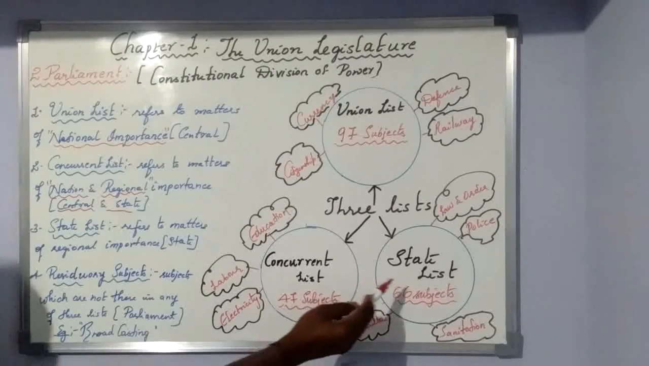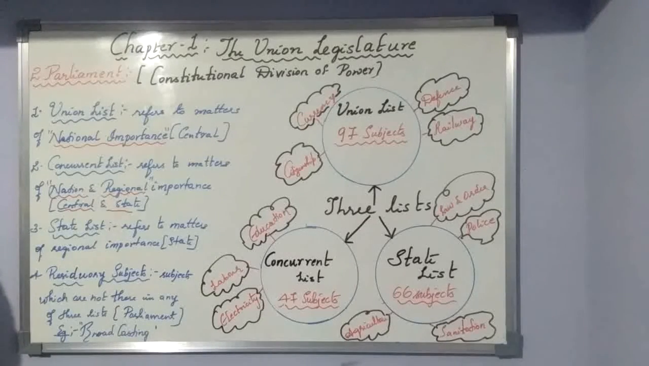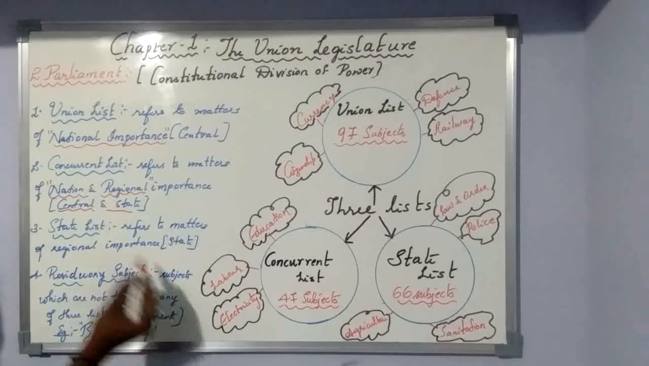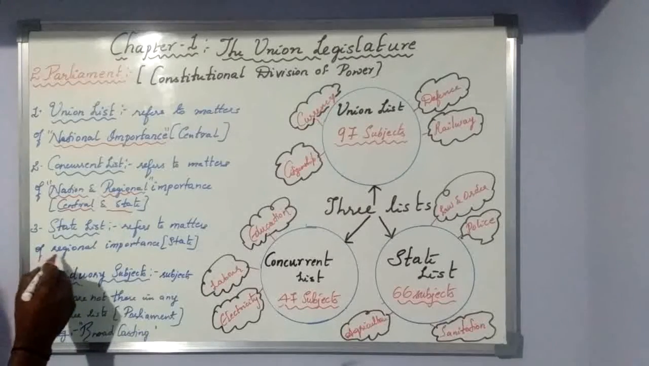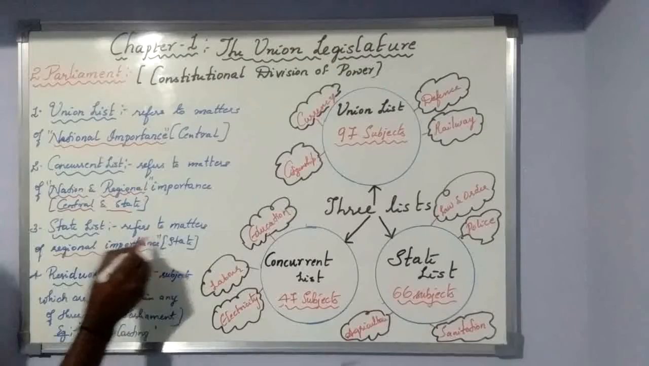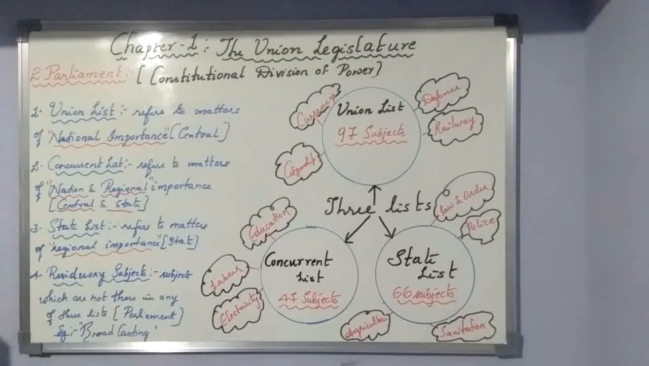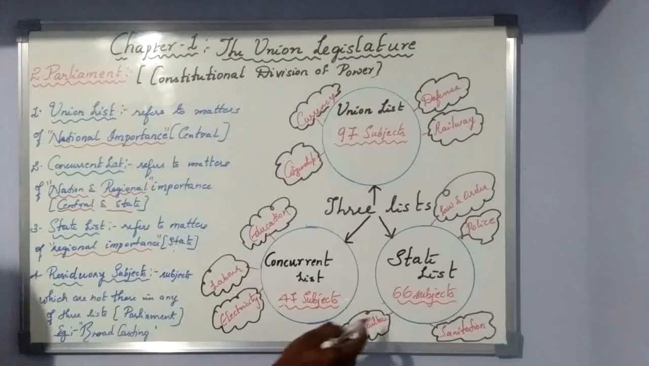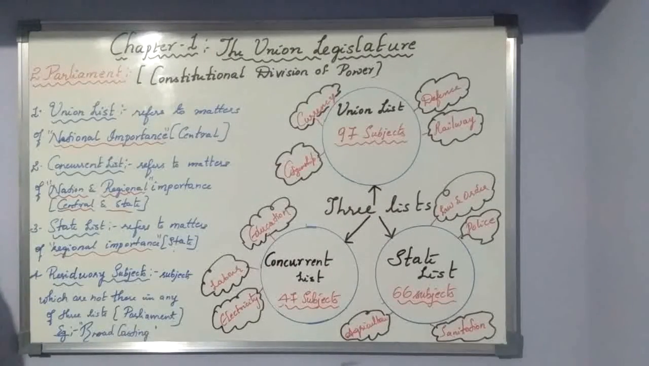And the last one is the state list. It refers to matters of only regional concern, the development of a state, where only the state government can make a law. It has 66 subjects. One is law and order. Law and order in a state will differ from one state to another.